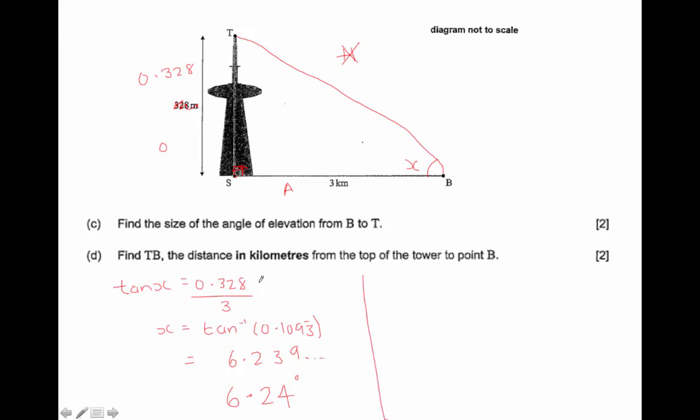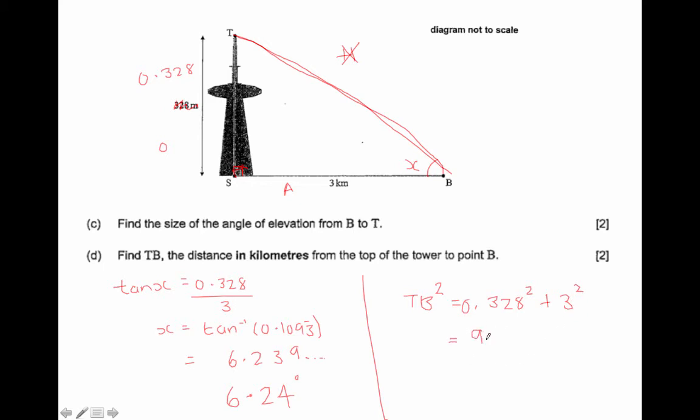For part D, we're asked to find the distance in kilometres from the top of the tower, so from here to the point B. So we're trying to find this length. So it's a right angle triangle. We've got 2 lengths. We're trying to find the hypotenuse. So we can say that TB, the longest side, squared by Pythagoras' theorem, is equal to the sum of the squares of the 2 shorter sides.